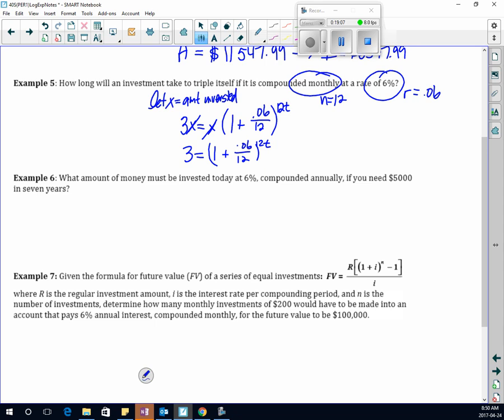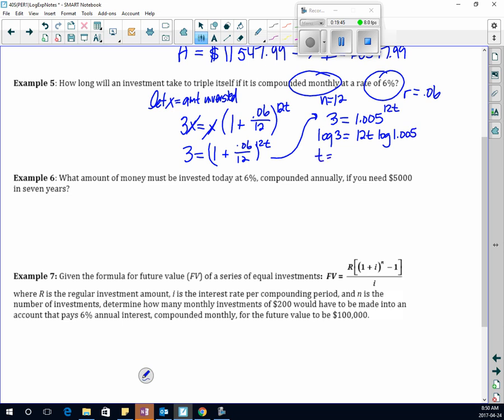So what do I do next? Yeah, I would log both sides. I might see if this is nice to add together, which I think it is. 1.005. So I'm going to go up here. So 3 equals 1.005 to the power 12t. Now I'm going to log both sides. If you have to round, do not round. So just leave it the way it is, right? Okay, so log of 3 equals 12t log of 1.005.